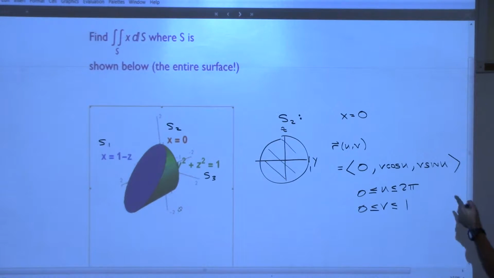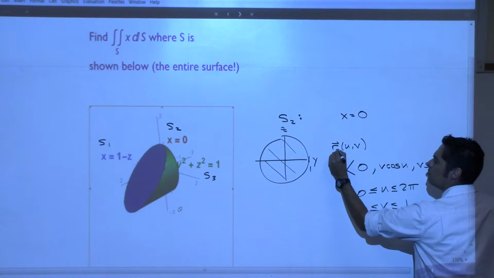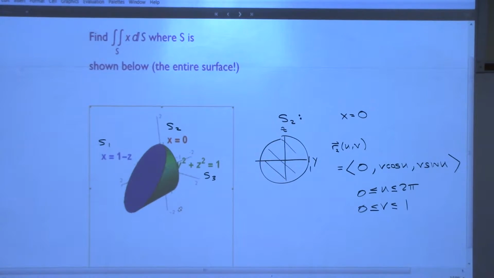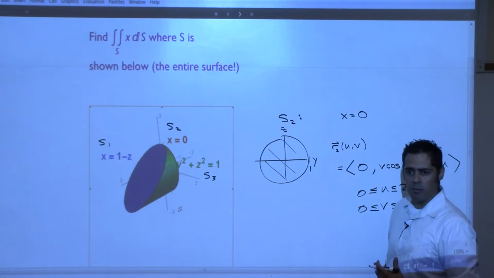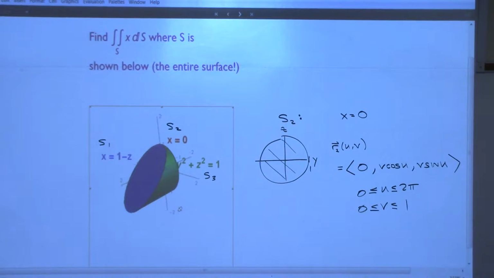I can find the partials of this. Let's call this sub 2. I could find the partials of this, cross them, find the magnitude. I could do all that, right? And just plug things into the formula and go. But maybe this is a special case.